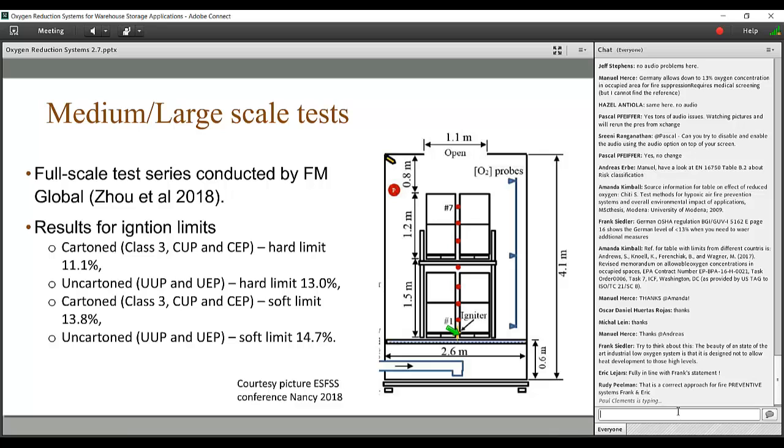And it shows that the limiting level for ignition depends a lot on your fire test scenario. That means heat radiation, type of ignition source, type of flaming, and so on. So I think this is important to realize, that in reality that will be a lot different.